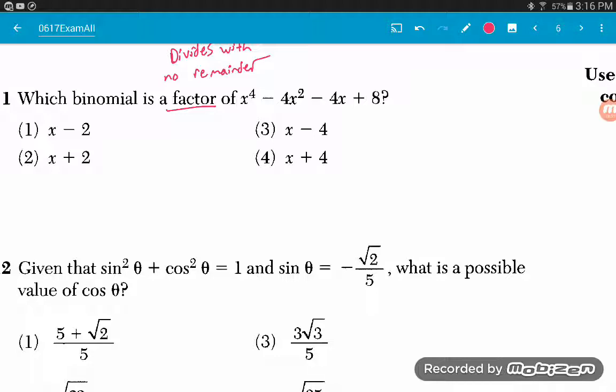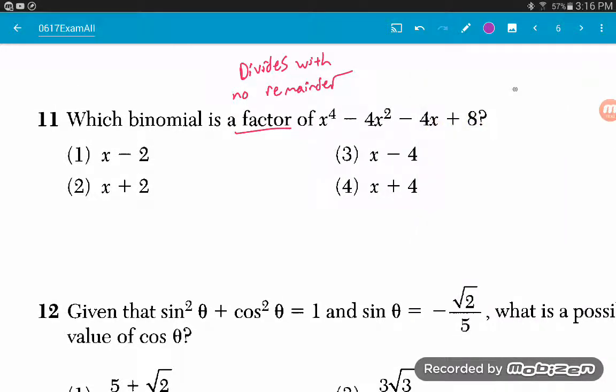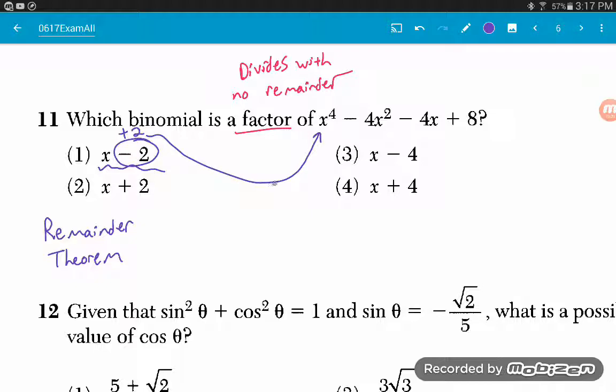What we want to do is use the remainder theorem. You might not remember the remainder theorem. I'm not going to write out the full words of it right now, but I'll remind you the name of it, and we'll use it. The remainder theorem says that if you want to know if a binomial, like x minus 2, is a factor, all you got to do is take this and make it positive 2, and then plug it in for all the x's.